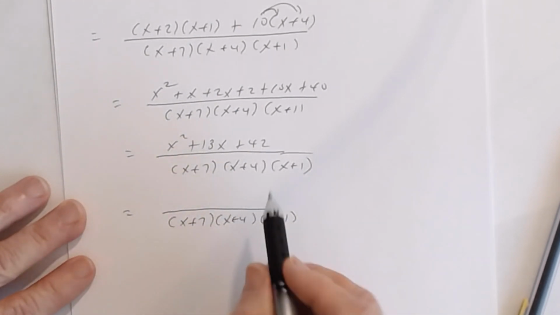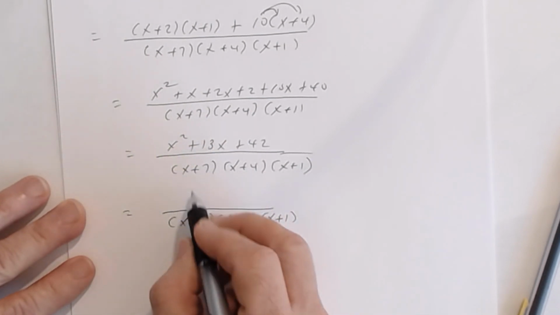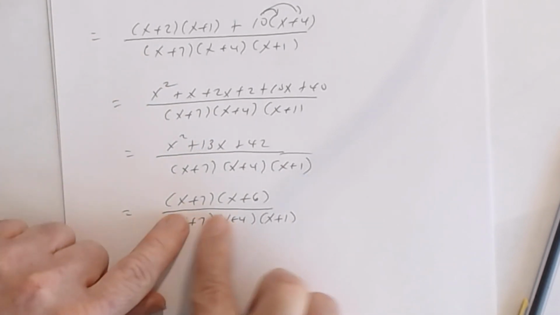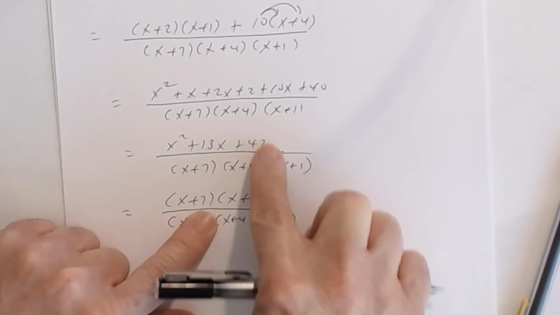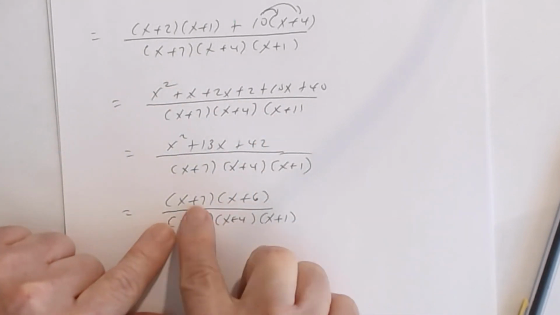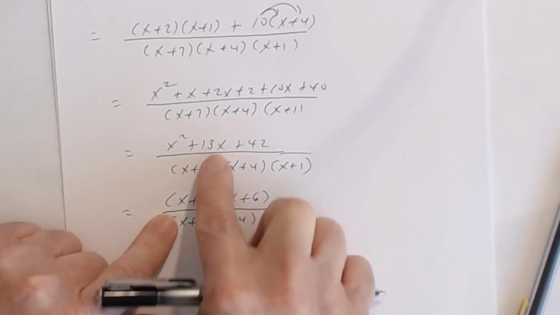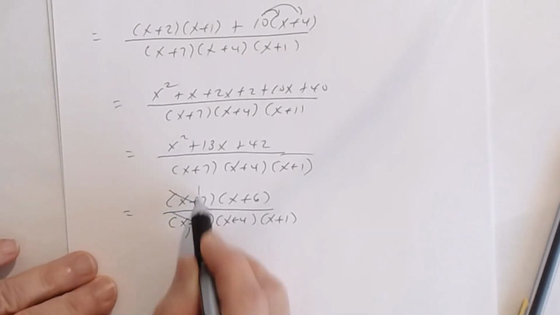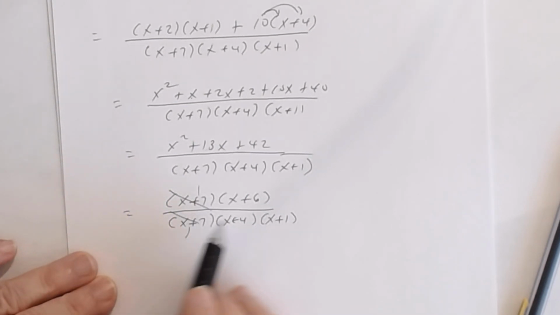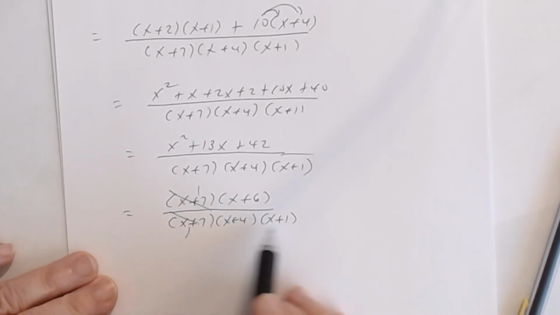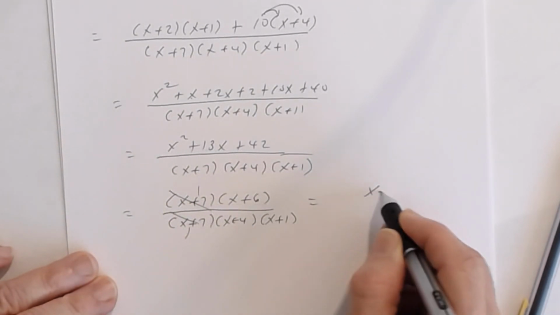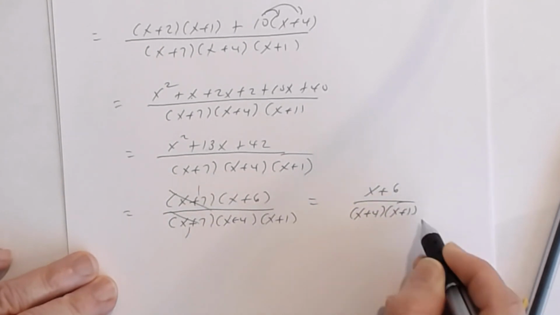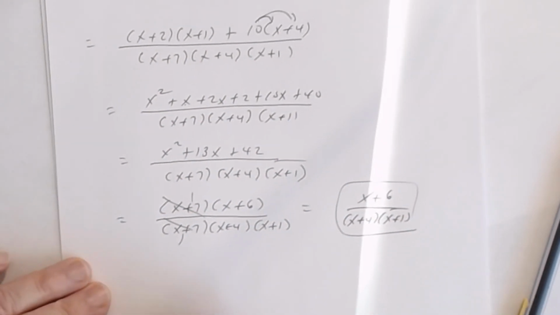So here, let's see, for this numerator, you can factor this as x plus 7 times x plus 6. Because x times x is x squared, 7 times 6 is 42, 6x and 7x is 13x. And now you reduce. And you got to show the reducing. And so the answer is x plus 6 divided by this product. So you get x plus 6 divided by x plus 4 times x plus 1. All right, so that's the answer there.